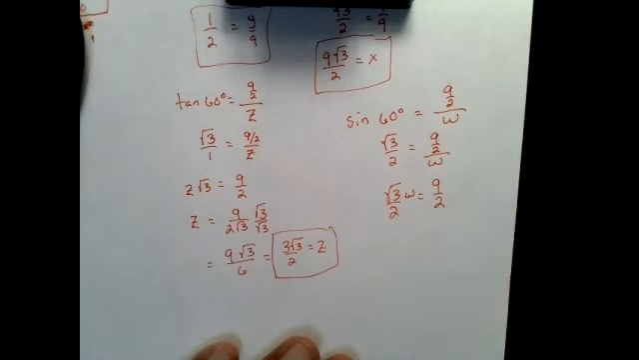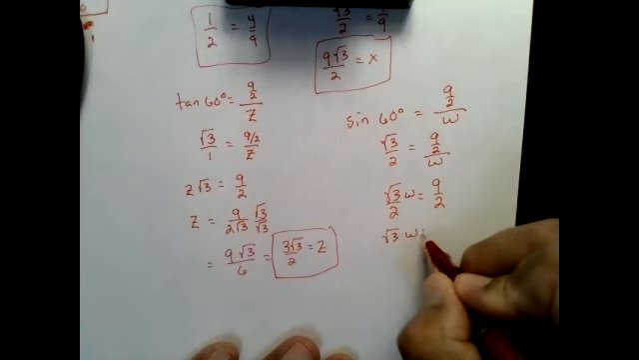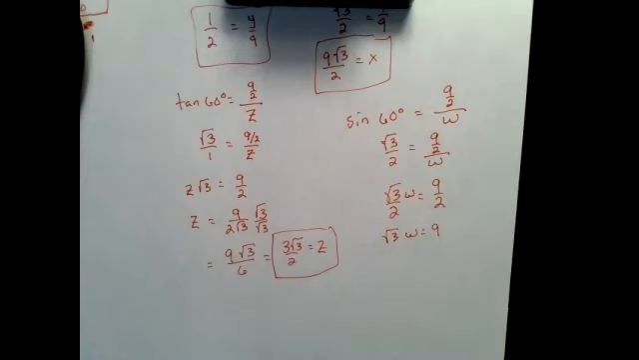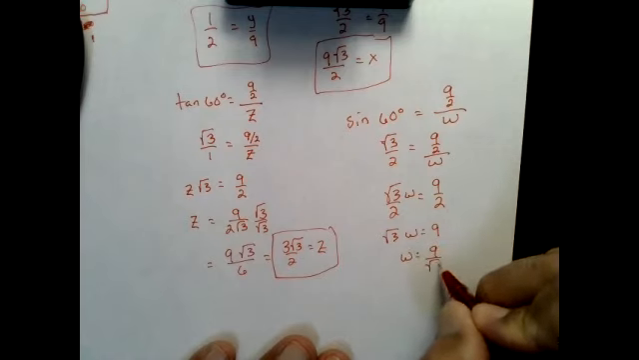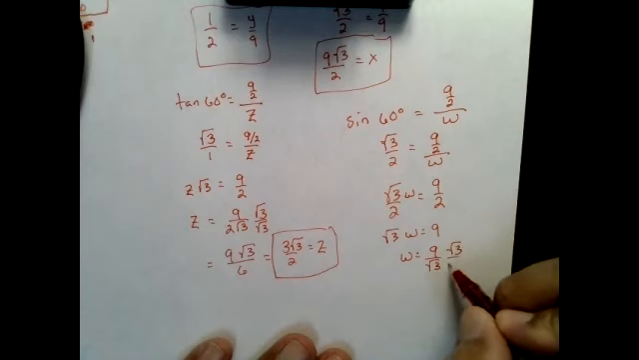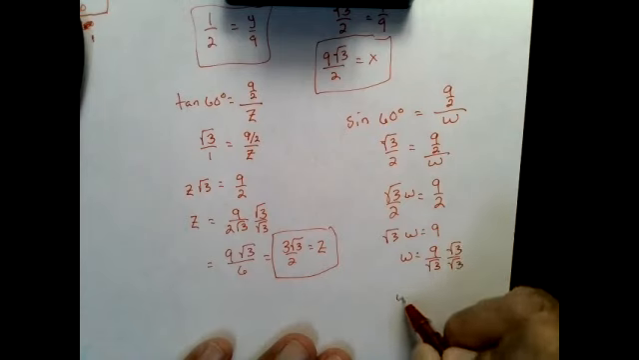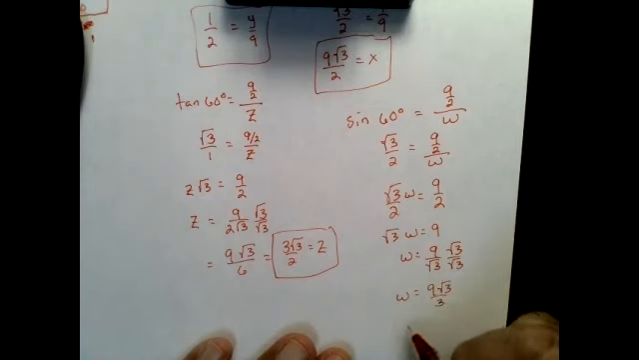Is that good? Square root of 3 w equals 9. Divide by the square root of 3 and rationalize. w equals 9 square root of 3 over 3. w equals 3 square root of 3.